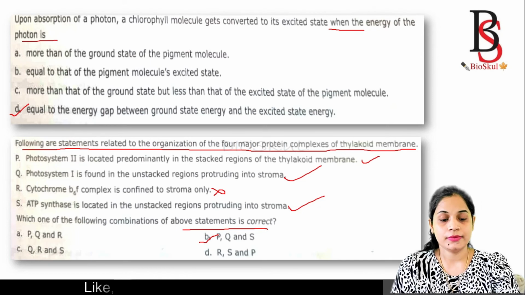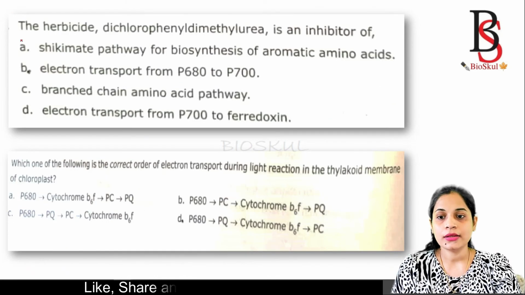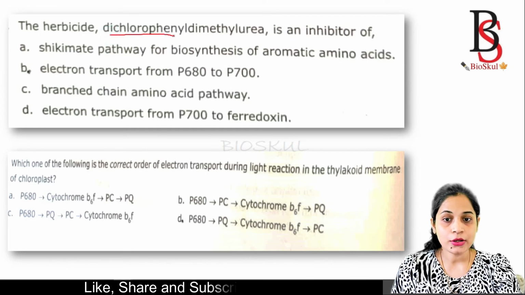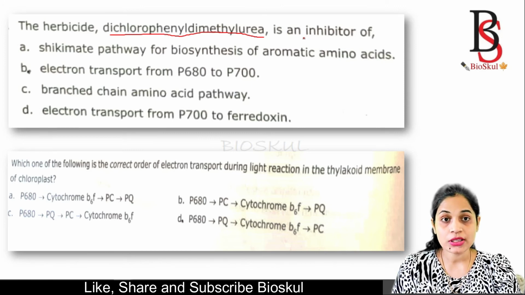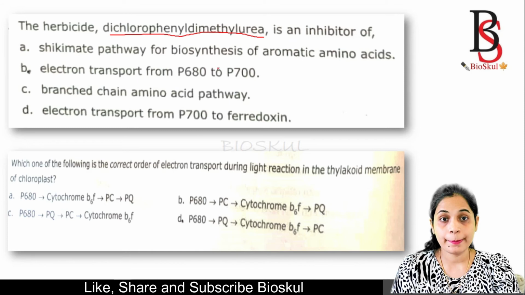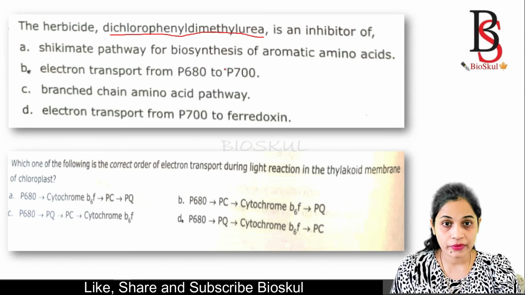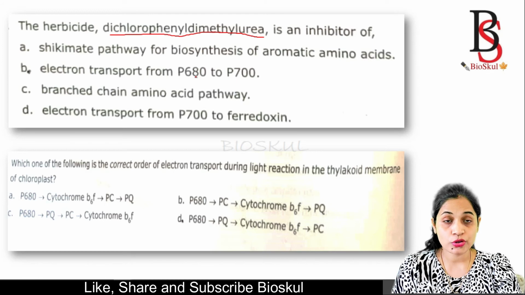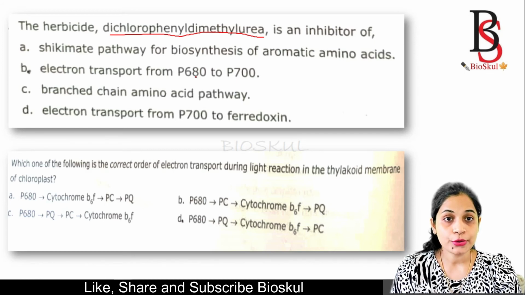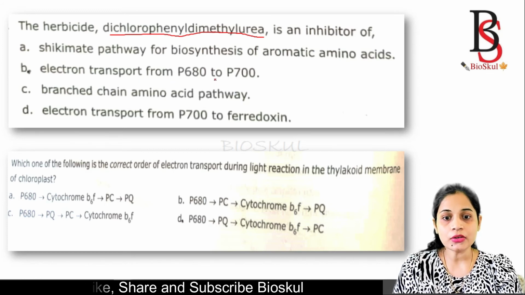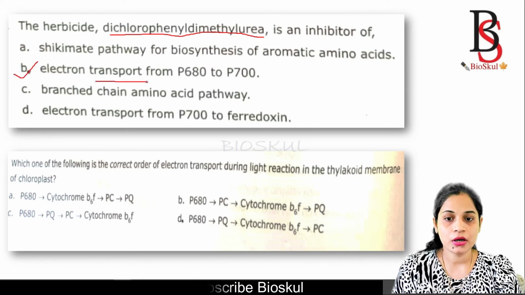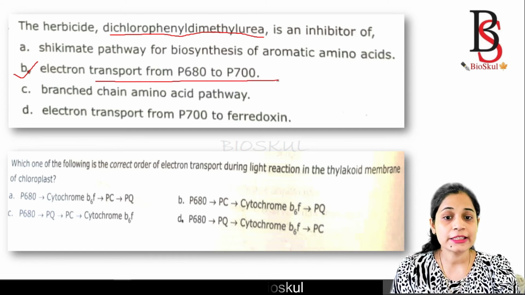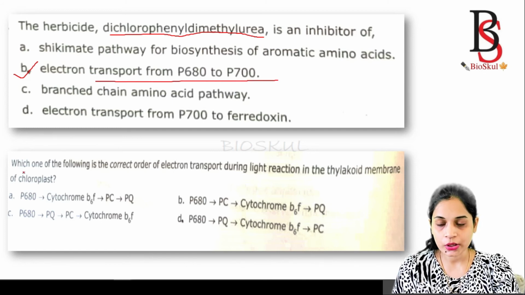Okay. Here the herbicide dichlorophenyl dimethylurea, that is DCMU, is an inhibitor of photosystem 2. It prevents the flow of the electron from the photosystem 2 to the cytochrome b6f, or that is the photosystem 1. So this one is the correct answer, option B, that is it prevents or inhibits the electron transport from P680 to P700. Okay, let's see the next one.